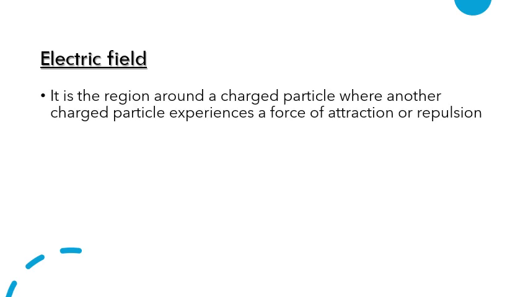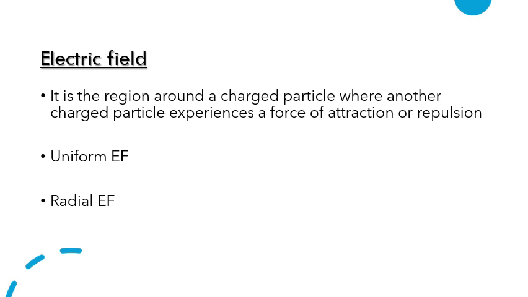In the previous lesson, we have learned about electric field. We know that it is a region around a charged particle where another charged particle experiences a force of attraction or repulsion. Also, we know that there are two types of electric fields, which are uniform electric field and radial electric field. What's the meaning of uniform electric field? Yeah, in a uniform electric field, the field remains the same everywhere in it.